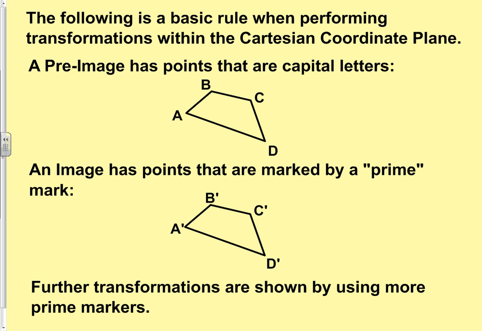And of course, still keep in mind that our original figures, our pre-images, have capital letters as their corner points that they're named after. But after we apply a transformation and end up with an image, now we use the prime indicators. A becomes A prime, B becomes B prime, and so on. And then as further transformations continue to be applied, then you get A double prime, B double prime, and so on. And they can do that as many times as they need.